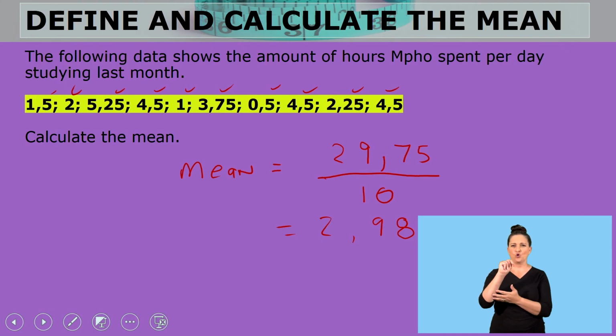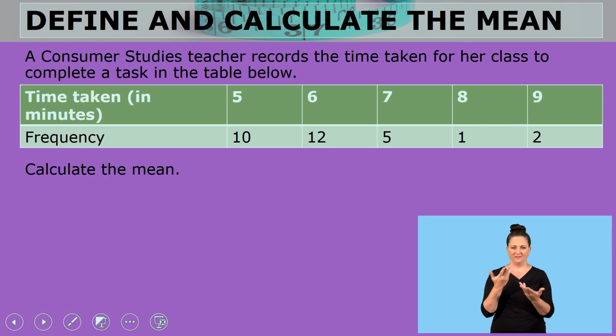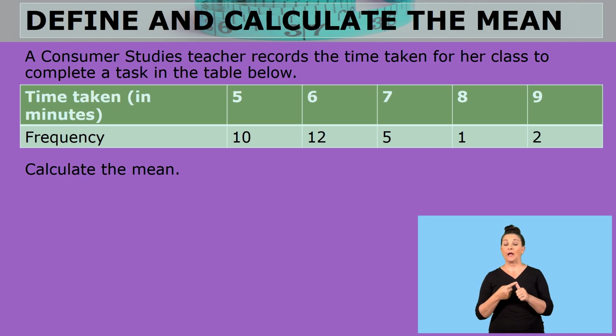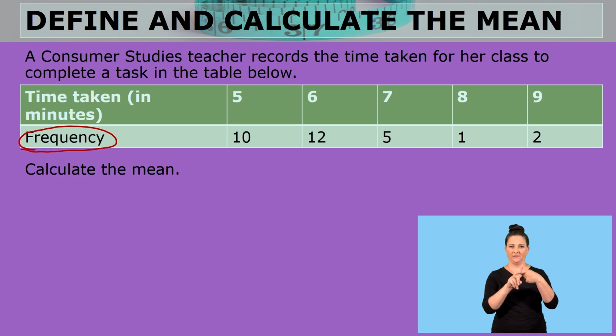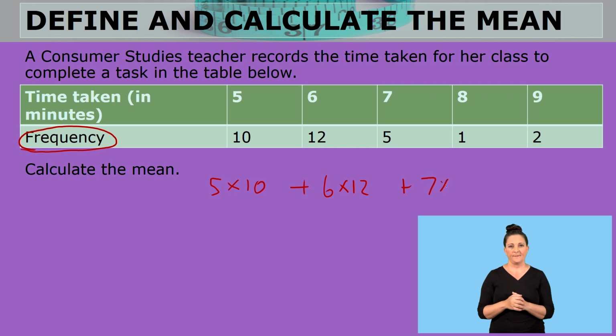Let's take another example. A consumer studies teacher records the time taken for a class to complete a task in the table below. What do I see? Frequency. That should tell me what I need to do here. Calculate the mean. So what I would do is I'd start by saying 5 times 10 plus 6 times 12 plus 7 times 5 plus 8 times 1 plus 9 times 2.